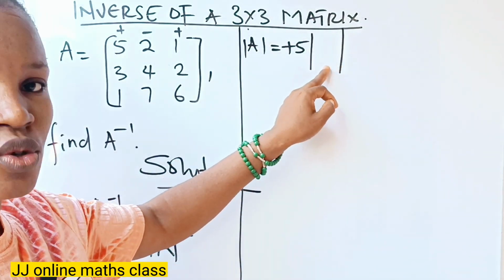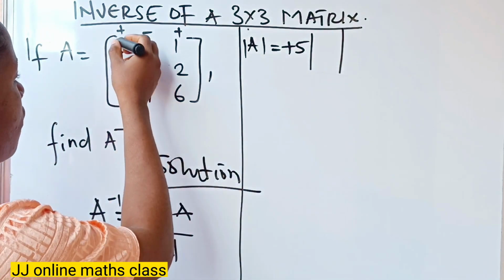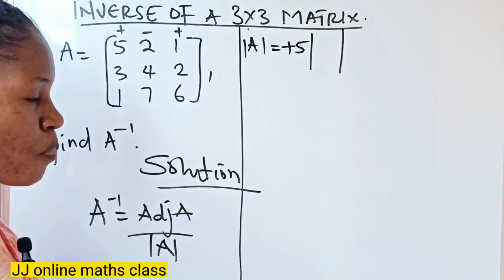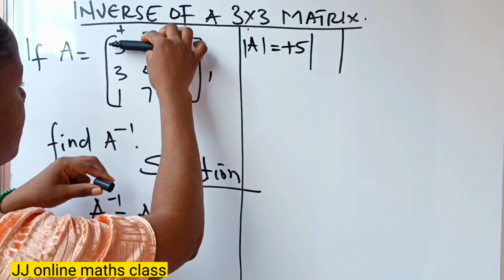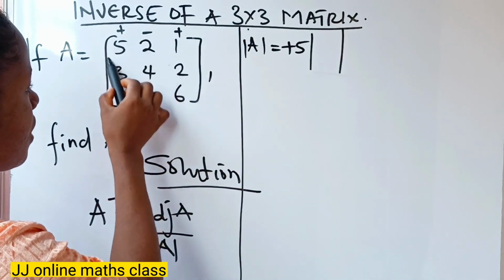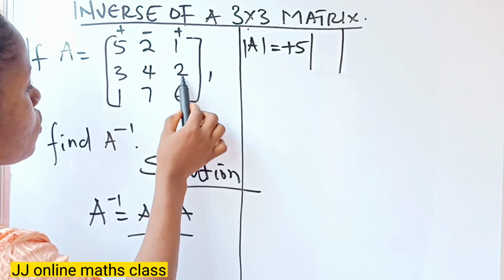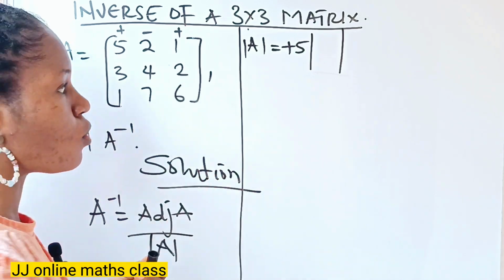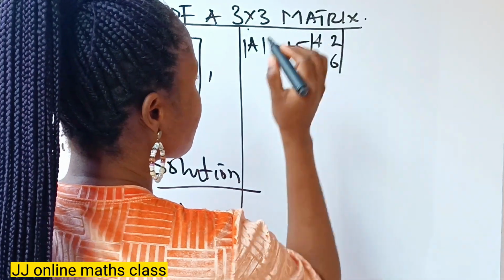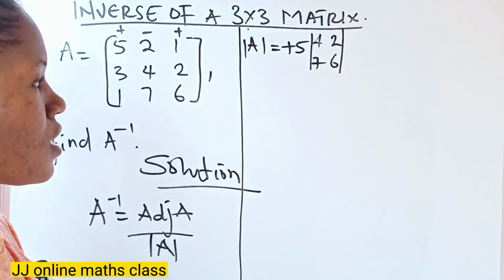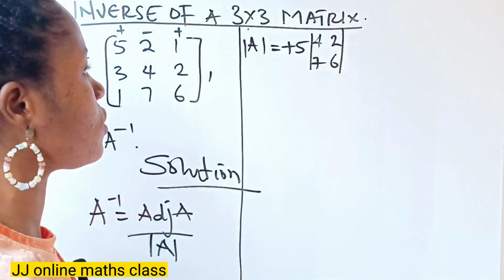Now, how do we form this 2 by 2 matrix? We are going to cover everything concerning 5. We cover this row and this column. By the time you cover the row and column of this 5, you are going to have 4, 2, and 7, 6 visible. That is what you write: 4, 2, 7, 6. This is the 2 by 2 matrix that you have formed.